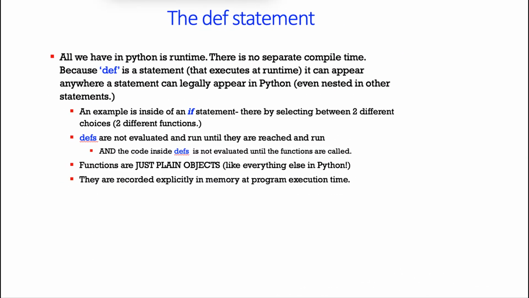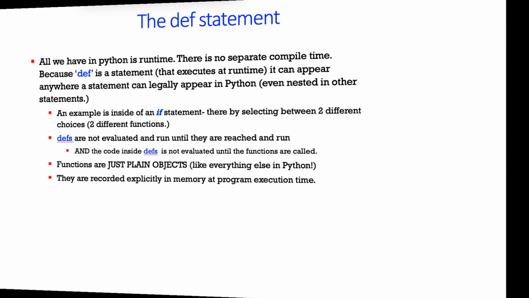Just a bit more about the def statement. All we have in Python is runtime. There is no separate compile time because def is a statement that executes at runtime. It can appear anywhere a statement can legally appear in Python, even nested in other statements. An example is inside of an if statement, thereby selecting between two different choices. Defs are not evaluated and run until they are reached and run. And the code inside defs is not evaluated until the functions are called. Functions are just plain objects like everything else in Python. They are recorded explicitly in memory at program execution time.